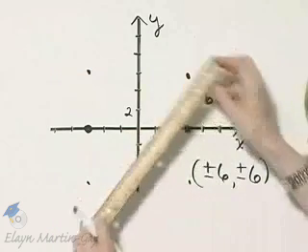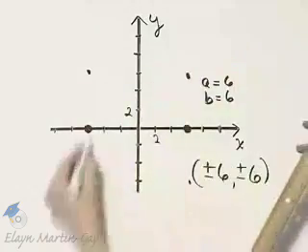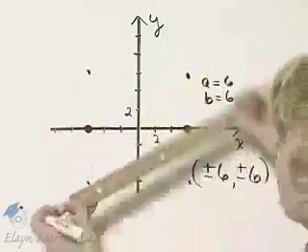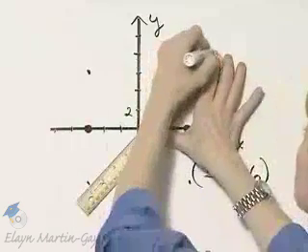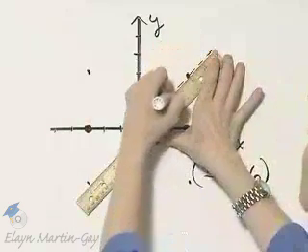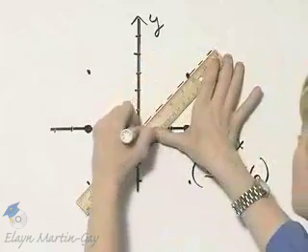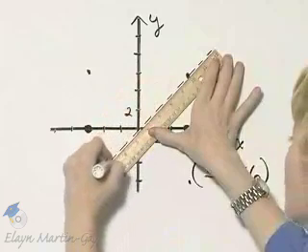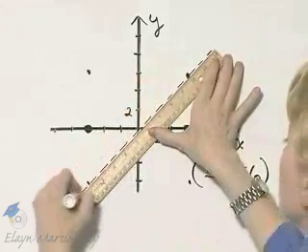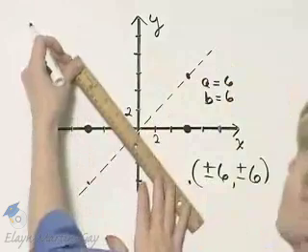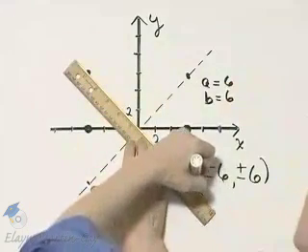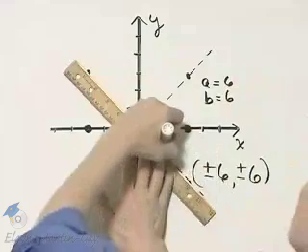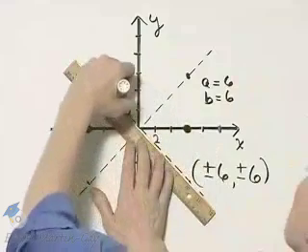So that would be 6, 6, negative 6, 6, negative 6, negative 6, and 6, negative 6. And I'm not going to draw my rectangle in. I'll just draw in the diagonals of the rectangle to help me draw in my hyperbola. So here I'm connecting the diagonals. And once I connect the diagonals, I'll sketch in the graph of my original hyperbola.